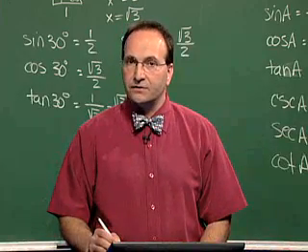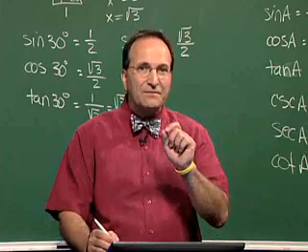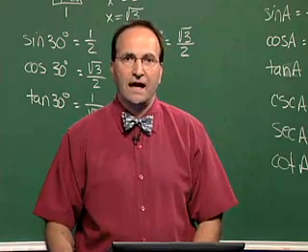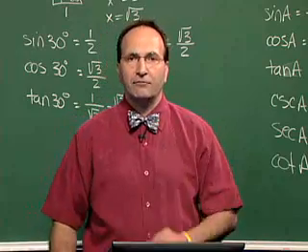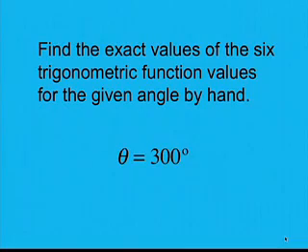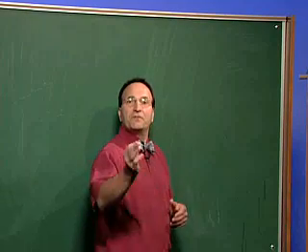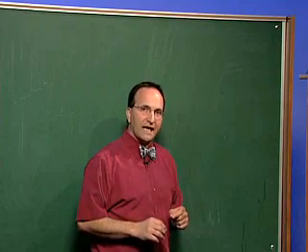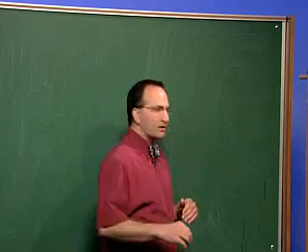Well, in the next exercise, we will find the exact value of the trig function values by using a reference angle. So, find the exact values of the 6 trigonometric function values for the given angle by hand. In other words, don't use a calculator, simply do that using reference angles and the special triangles that we've already looked at. The first thing to do then is to figure out what the reference angle is by drawing the original angle.